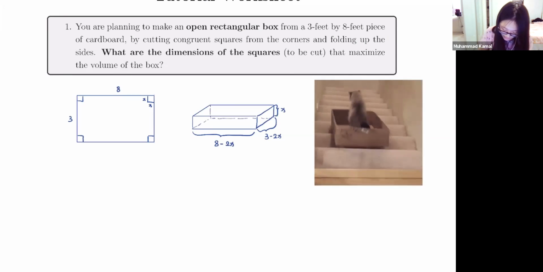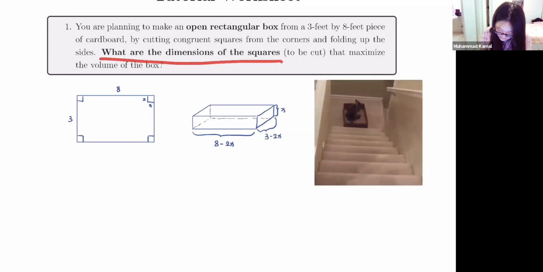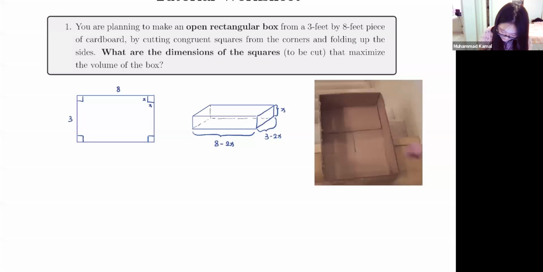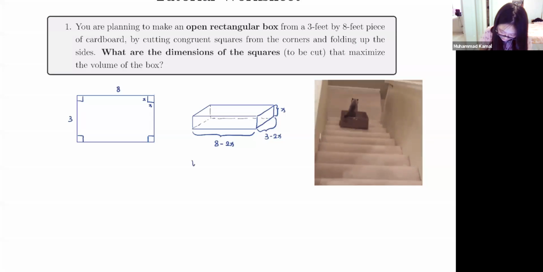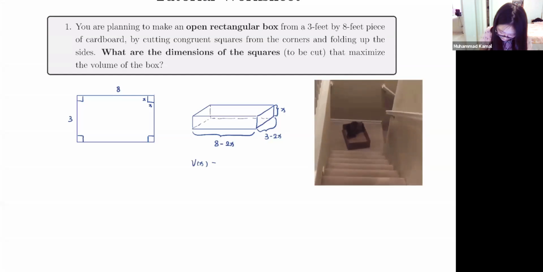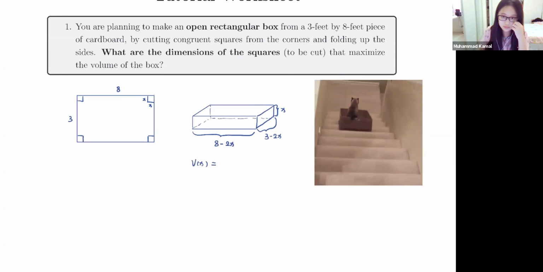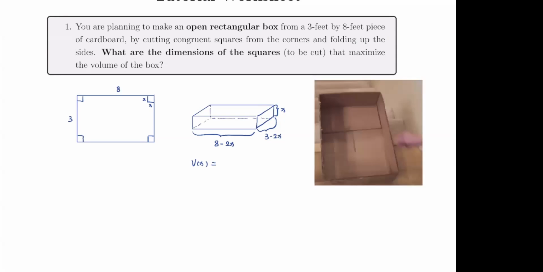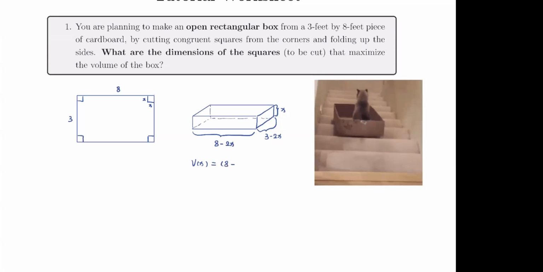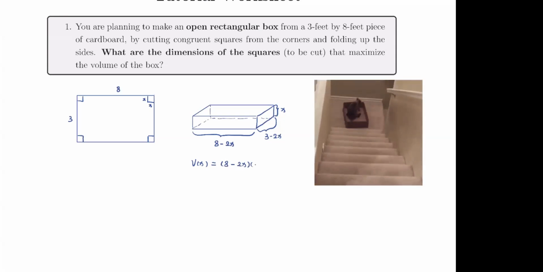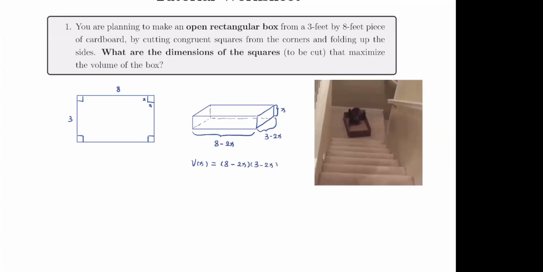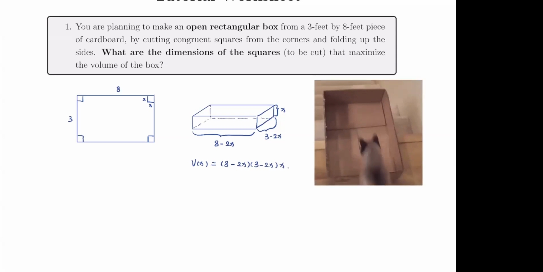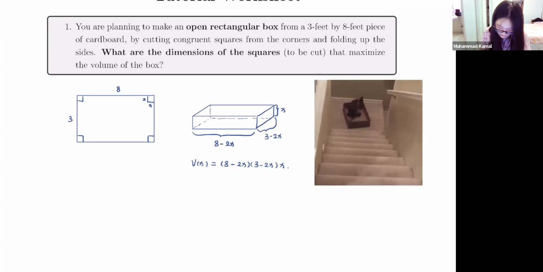Now they ask what the dimensions of the squares are that optimize the volume of the box. So, volume of the box. What is the volume of the box? Anyone know what the volume is now? 8 minus 2x times 3 minus 2x times x. Exactly. Times x, okay? So we need to find the maximum value of this expression.